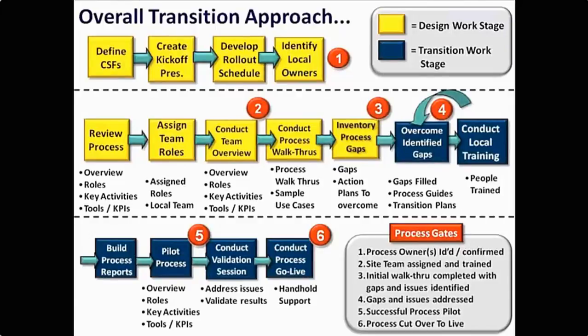You'll notice the Overcome Identified Gaps box, the one near milestone number 4, is the only box that is double shaded both yellow and purple. In this box, and at this point in time in our effort, the process solutions were designed and built. A transition plan was also developed. The bulk of the work in the transition work stage is really spent beyond that point, executing that transition plan.